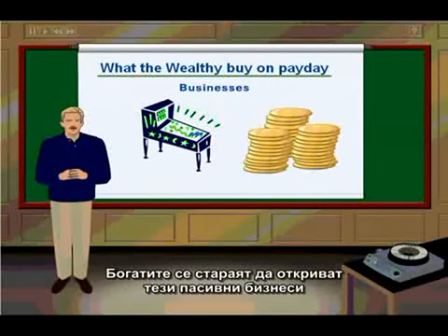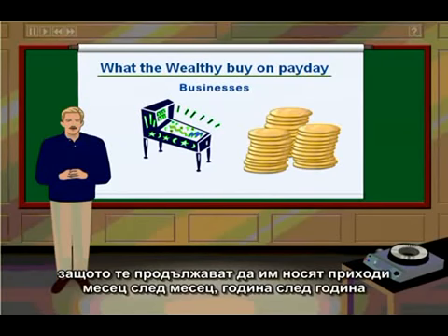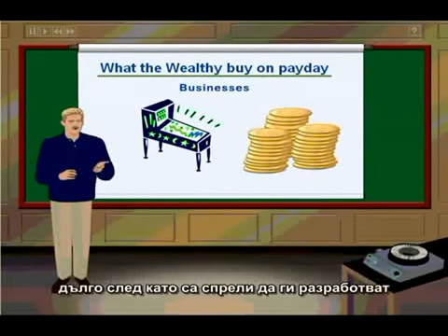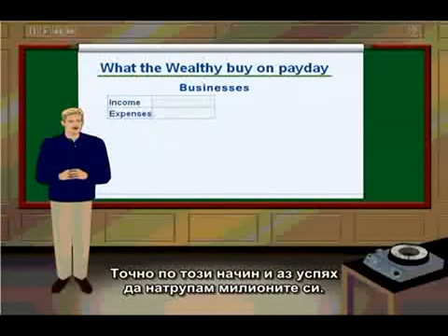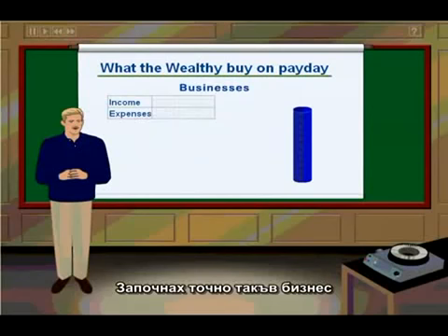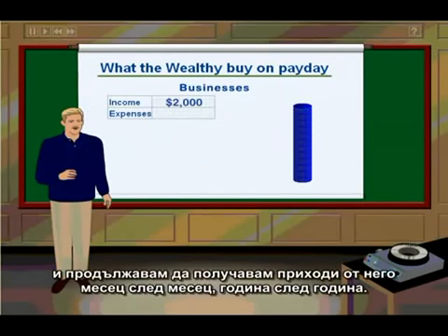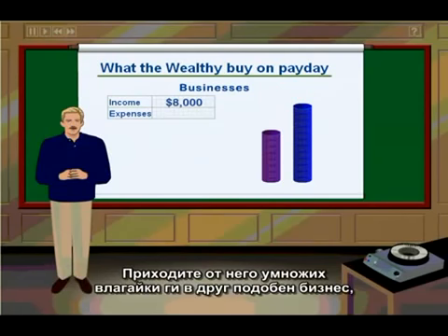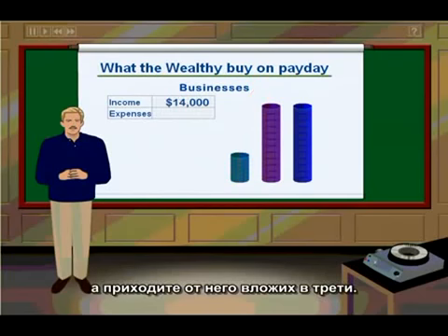The wealthy are extremely eager to find those passive income businesses because it continues to pay them month after month, year after year, long after they've stopped working the business. That's actually the way I created my millions. I found a passive income business that I built up, and it continues to pay me month after month, year after year. I then took those profits and multiplied them in another passive money business, and then again in another.